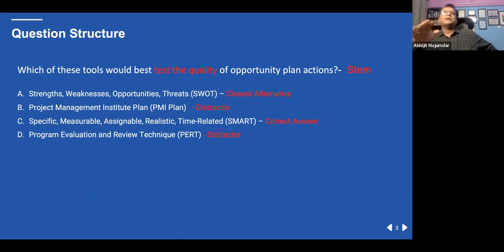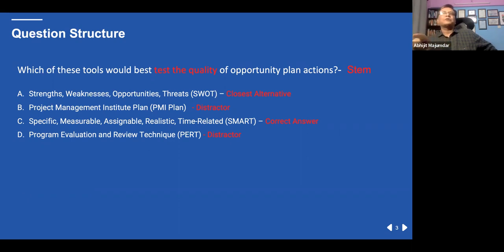You see the structure. In the structure of the question, there will be some keywords or some phrase which we call the stem. They are the origin of the question. The entire question actually revolves around that phrase or that term. So you have to first identify what is the stem of the question.